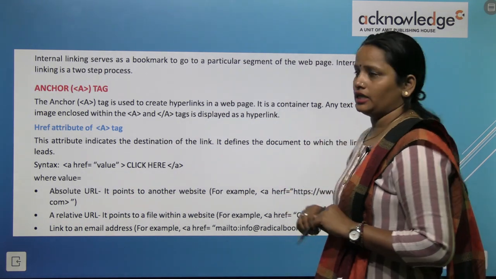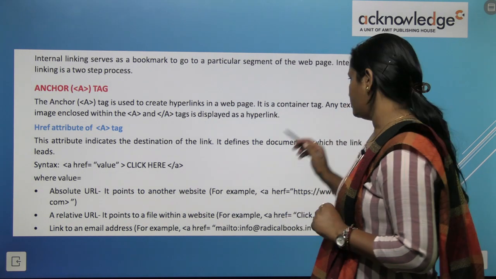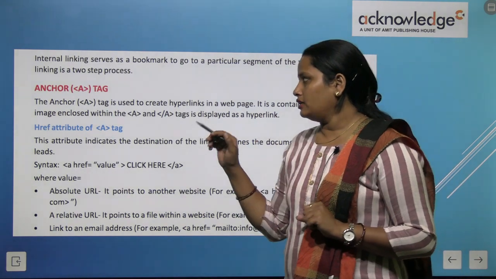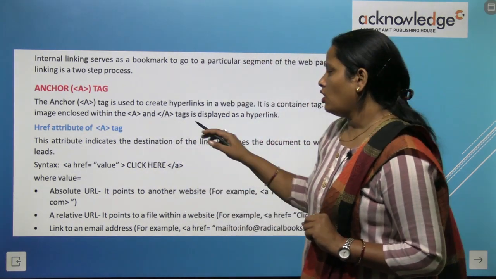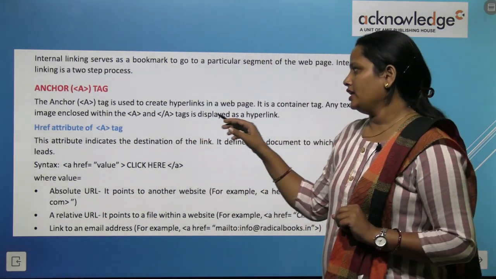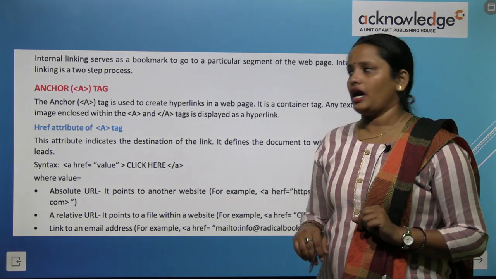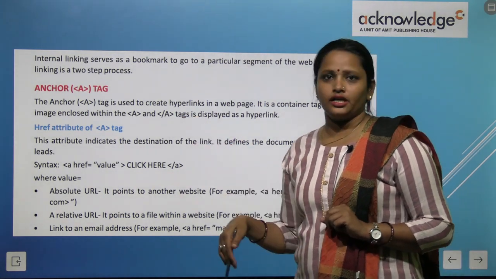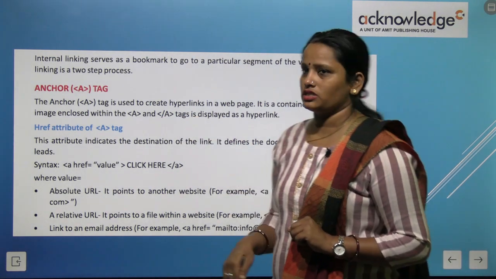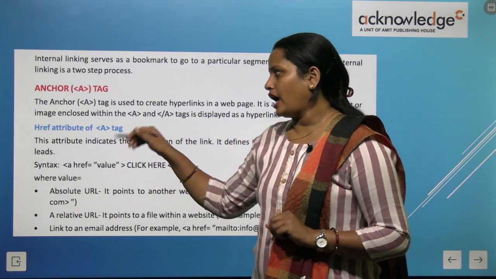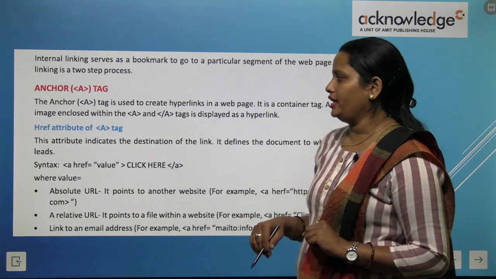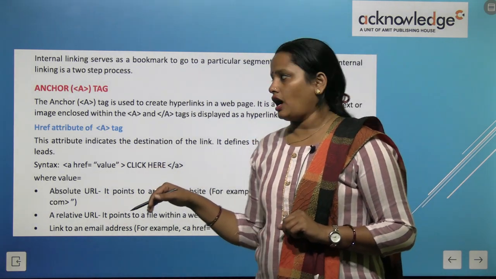It is a container tag. Any text or image enclosed within the a tag and closing a tag is displayed as a hyperlink. Because it is a container tag, we need an opening and a closing tag. Next, href attribute of the a tag. What are the attributes of the a tag?